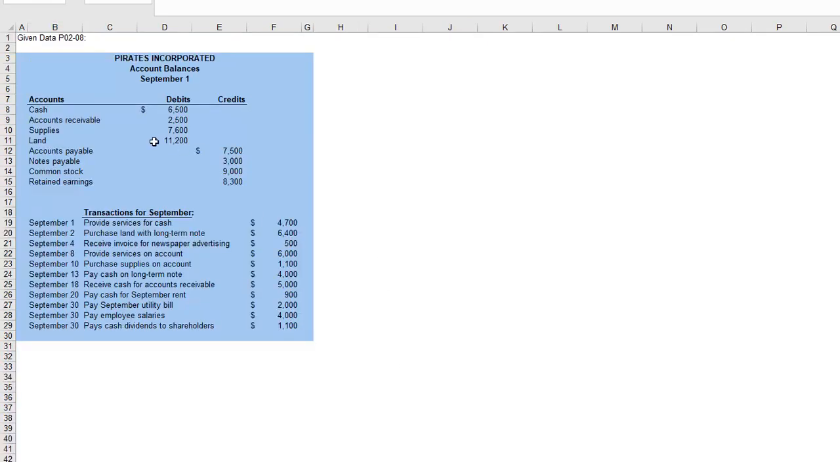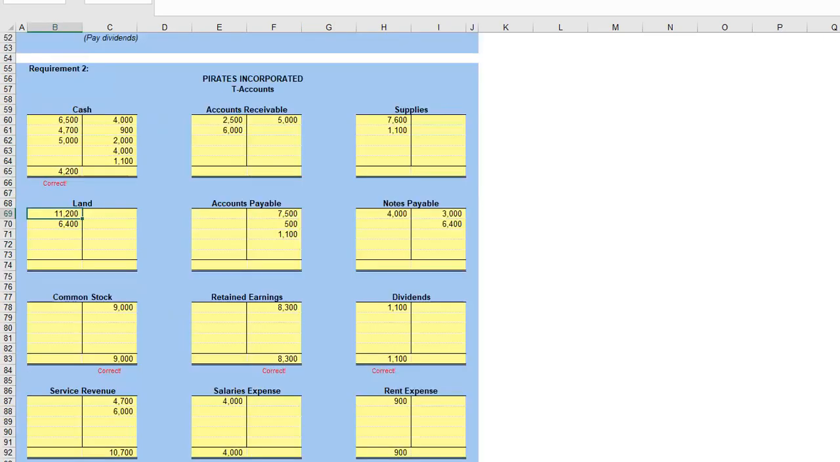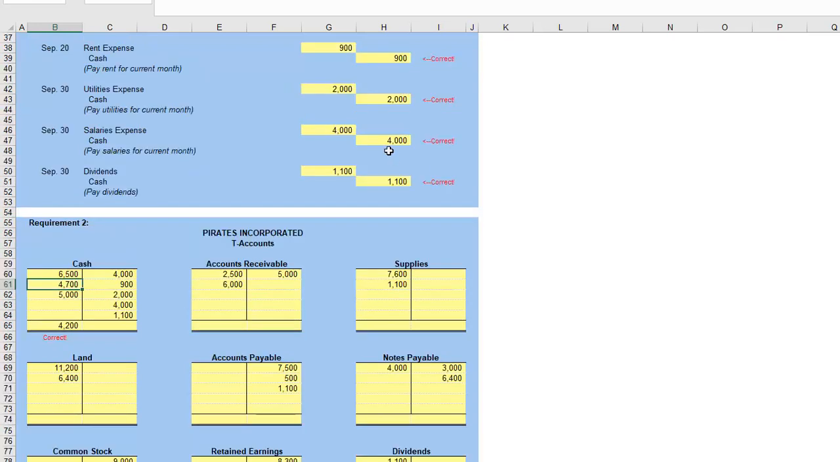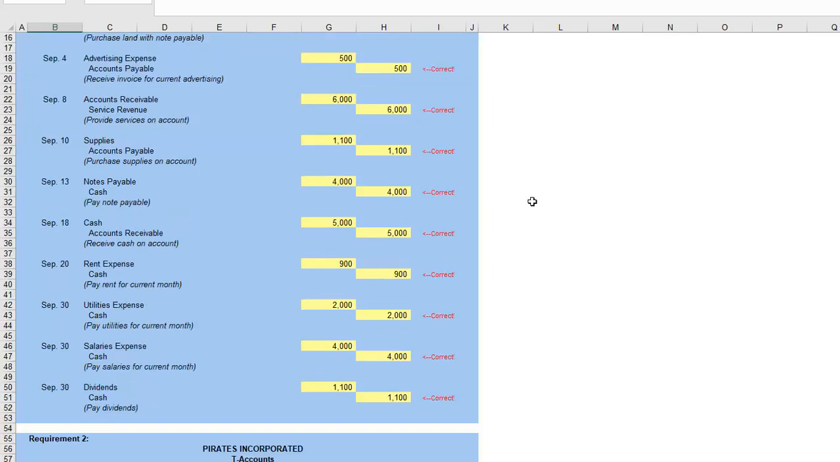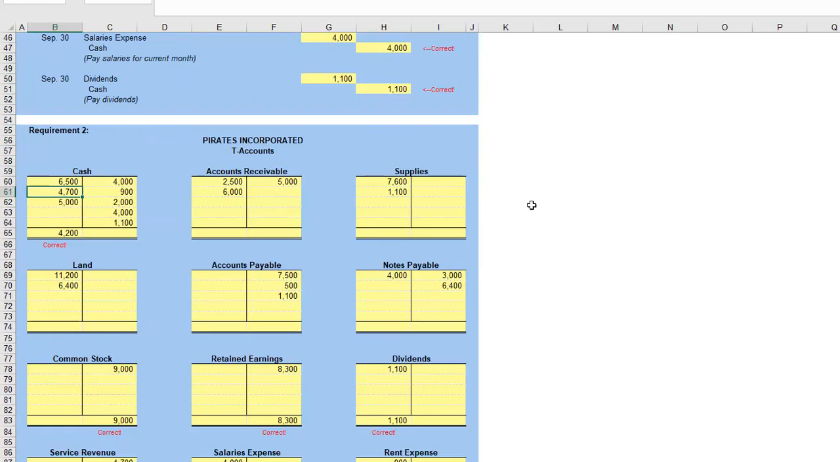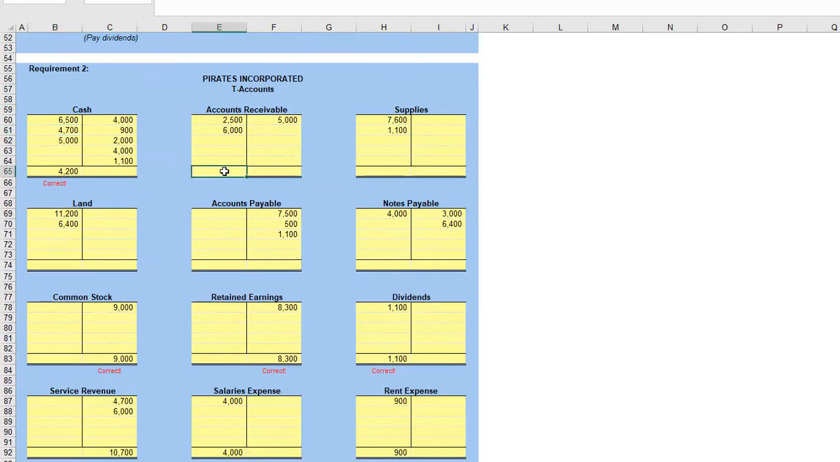So I'm going to flip over here to the givens. Just another refresher. We had started the month with $6,500 in cash. We see that here in our T account. And then we're going to see all the transactions. So let's go ahead and look at this one. What we had here was an increase to cash because we provided services for cash. So let's go ahead and update all of our T accounts here.